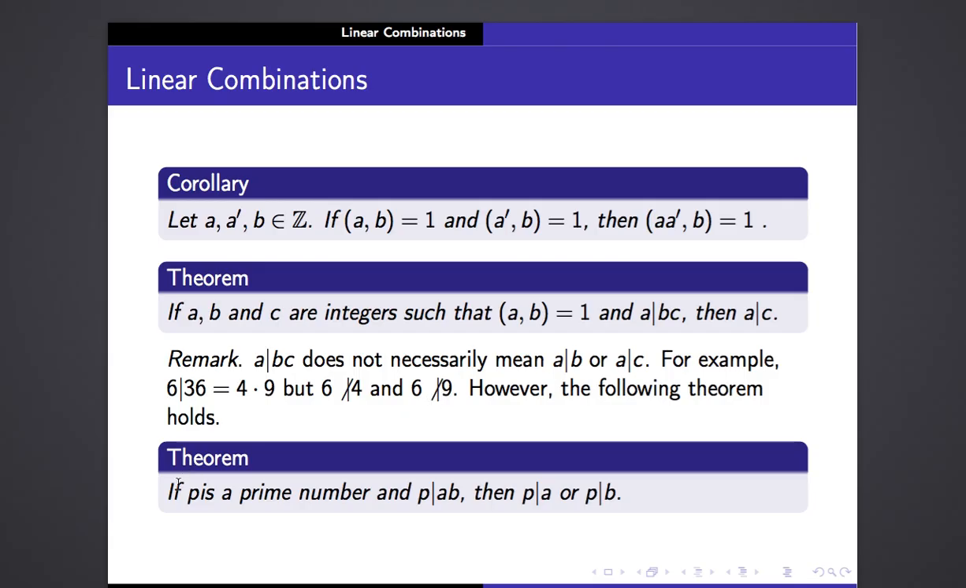However, the following theorem holds. If P is a prime number and P divides A times B, then for a prime number, P must divide A or B. So we are going to prove this. This is actually a very important theorem, among other things, and also very useful whenever a prime number is involved. This theorem comes in handy.